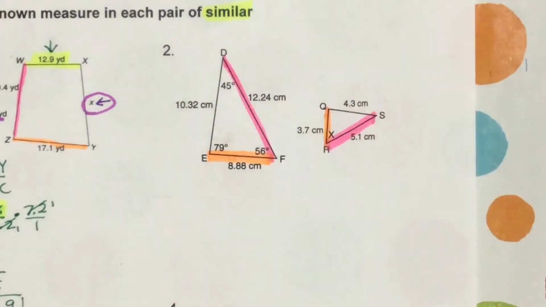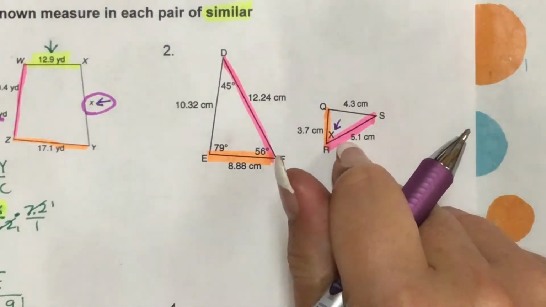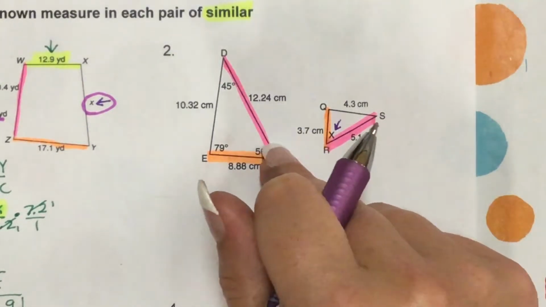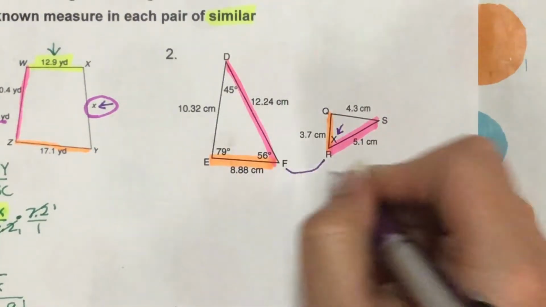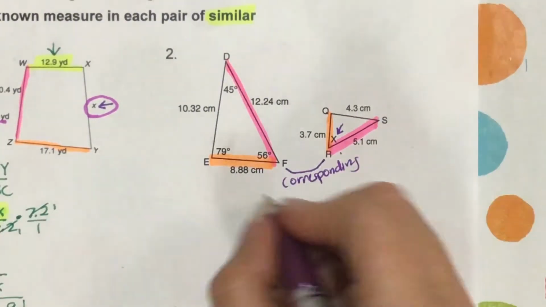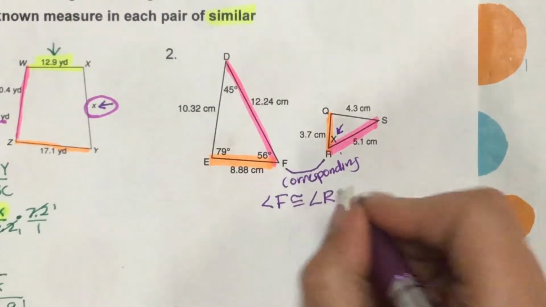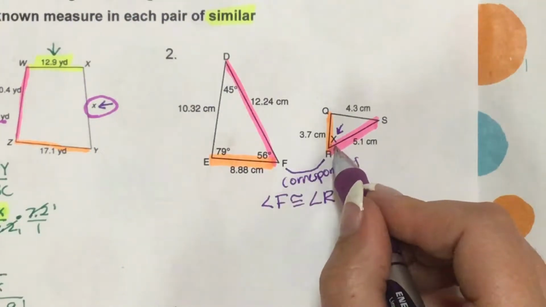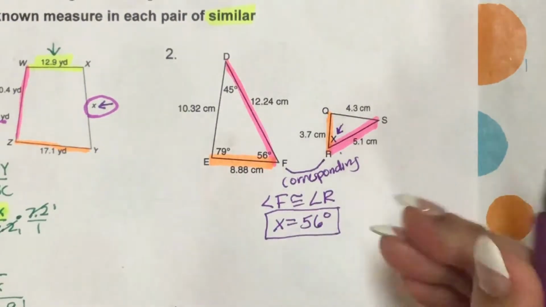So x, which is what we're trying to figure out, is between the biggest and the smallest side. We need to find that angle, which is right here. And these angles, angle F and angle R, are corresponding. Which means that angle F is congruent, the same as angle R. So if angle F is 56 degrees, that means angle R is 56 degrees, which means that X equals 56 degrees. So if you got that right, great job.